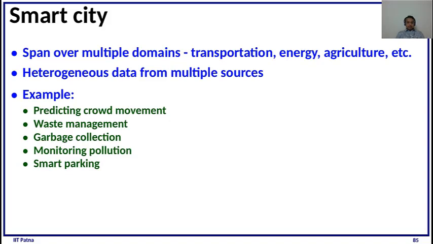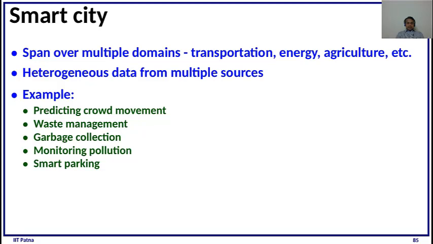Another big topic is the smart city. Smart city is a very big problem, in the sense that it encompasses a lot of other stuff, and is a very big topic in itself. When I have a smart city, I need to consider transportation, I need to consider energy, I need to consider agriculture, and many other things that come into the picture.